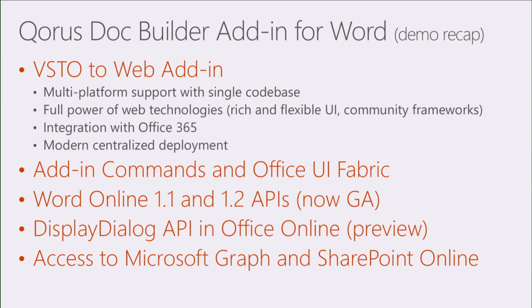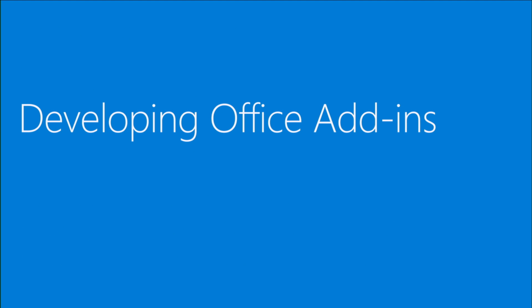So coming back to the recap of the Quartus demo, we also saw this working in Word Online. So new to Ignite, we're also releasing the 1.1 and 1.2 APIs. We saw the display dialog API and how it can be used for different purposes, like they use it for the video, for the preview of the document, or for the login flows, which is one of the primary uses we see for that dialog. And lastly, we saw how they are leveraging the Microsoft Graph and SharePoint Online to bring that functionality into the add-in as well.